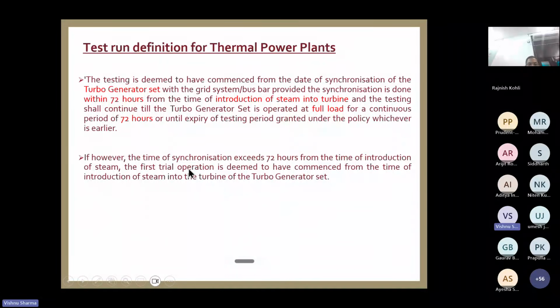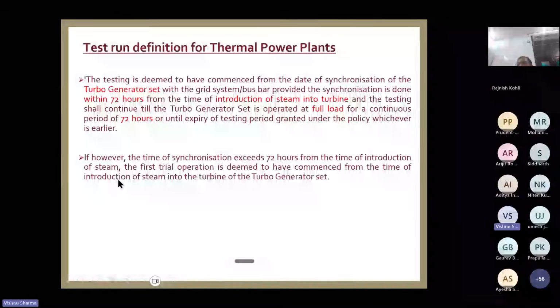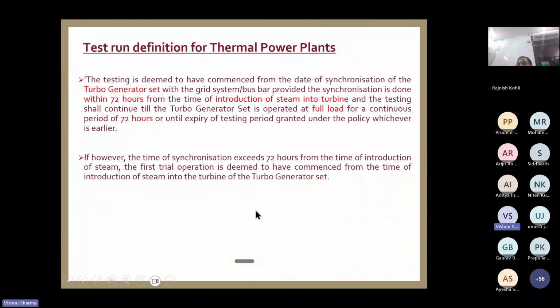if however and secondly it has to run continuously for 72 hours, okay, and continuously for 72 hours at full load with synchronization with the grid, then only it is considered as completed, testing is completed. If however the time of synchronization exceeds 72 hours, the time of introduction of steam, ये वही मैंने बताया, अगर 72 घंटे से ज्यादा लग गया स्टीम देने के बाद, तो फिर ये पूरा टाइम भी आपको that will be treated as testing period.